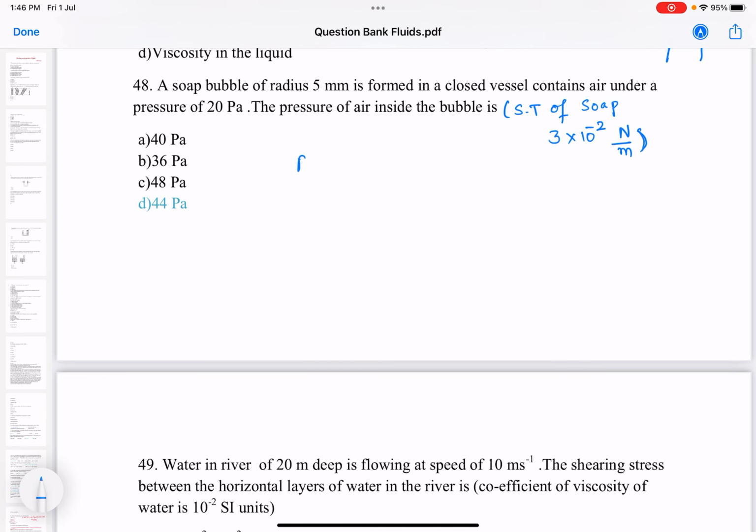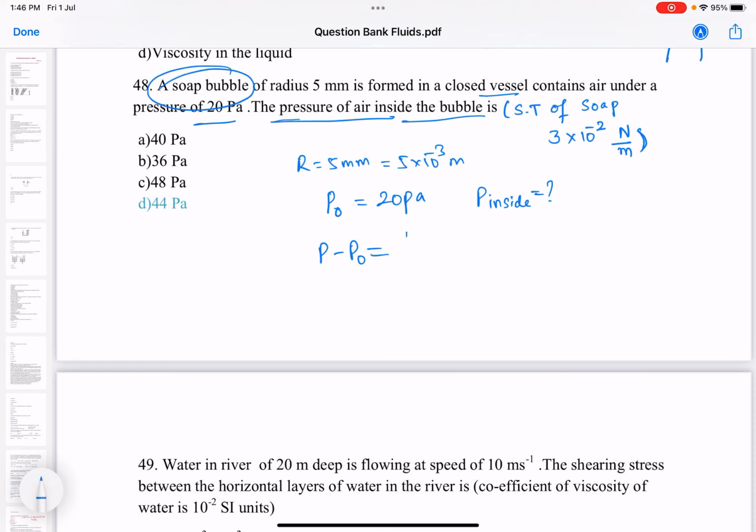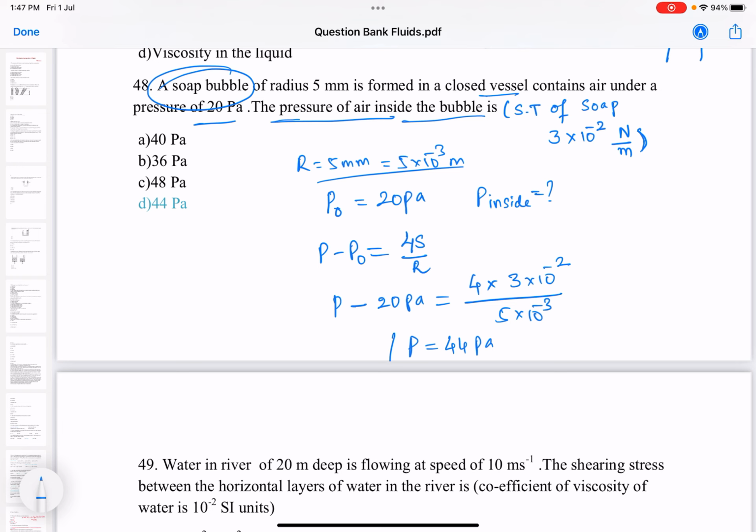Now a soap bubble of radius r equal to 5 millimeters, 5 into 10 power minus 3 meters, is closed in a closed vessel which contains air under a pressure of 20 pascals. What is the pressure of the air inside the bubble? Okay, we know P minus P naught is equal to, as this is a soap bubble, we should use 4S by R. So P minus P naught, which is 20 pascals, is equal to 4 into S, where S is the surface tension, 3 into 10 to the power of minus 2, divided by R, which is 5 into 10 power minus 3. By solving this, you will get the answer P equal to 44 pascals. So this is the answer.